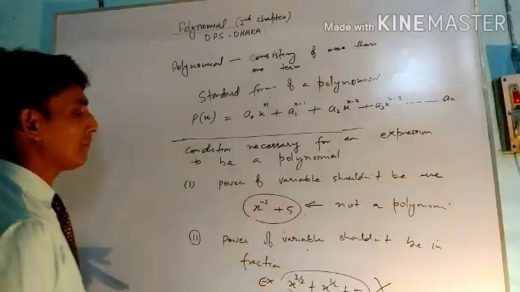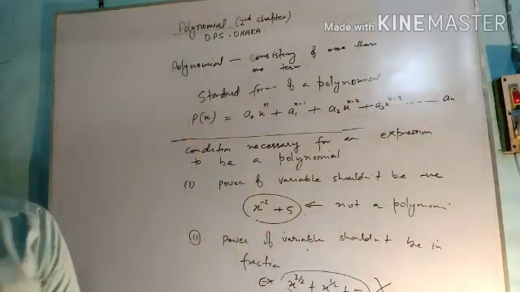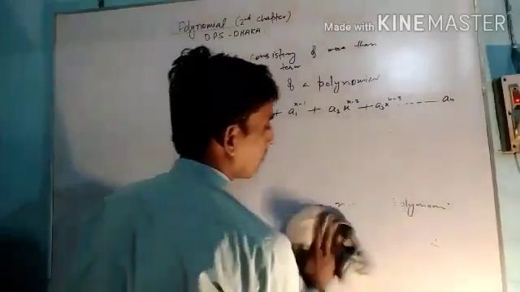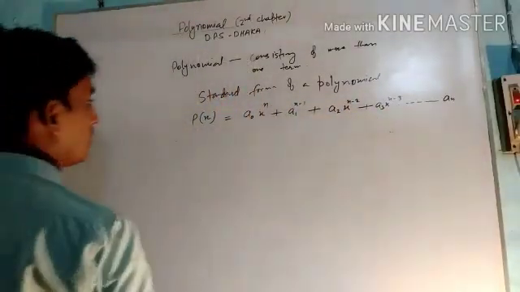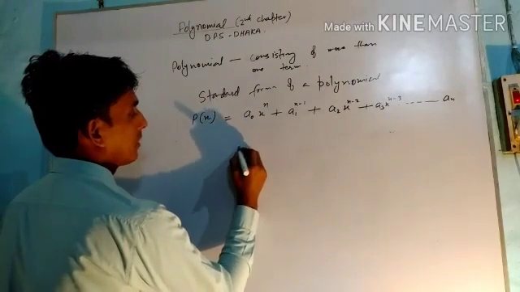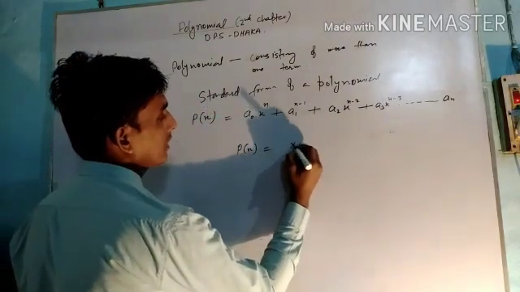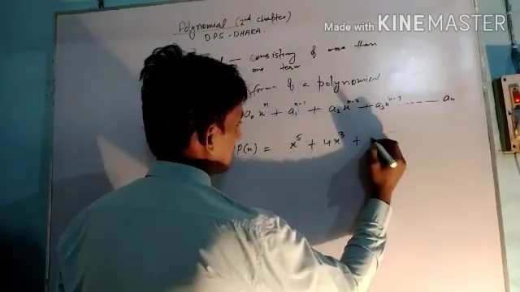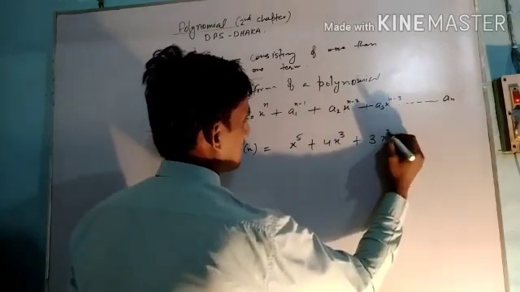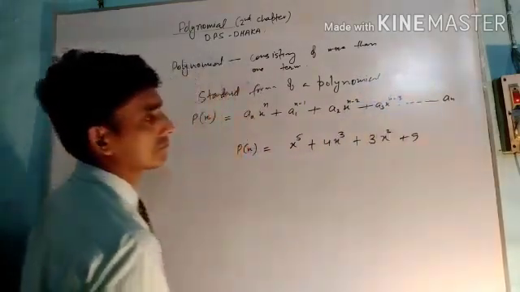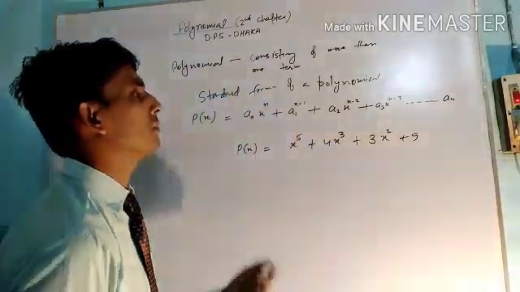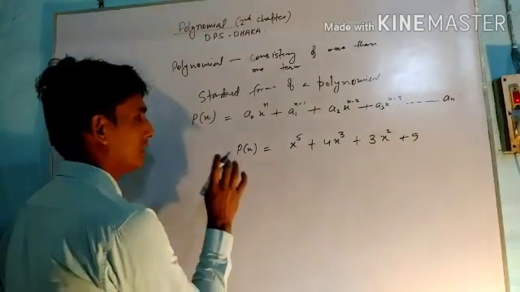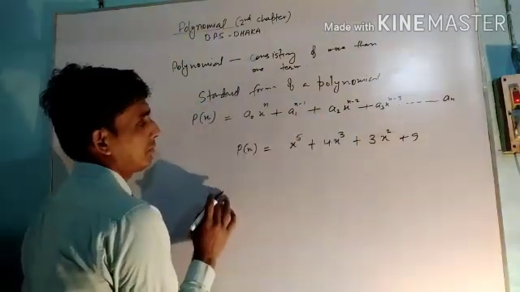I will give you examples of polynomials. What are the various examples of polynomials? For example, p(x) is equal to x to the power 5 plus 4x to the power 3 plus 3x square plus 9. This is a polynomial because the powers are positive integers. Power should be a positive integer, then only the expression will be called a polynomial.